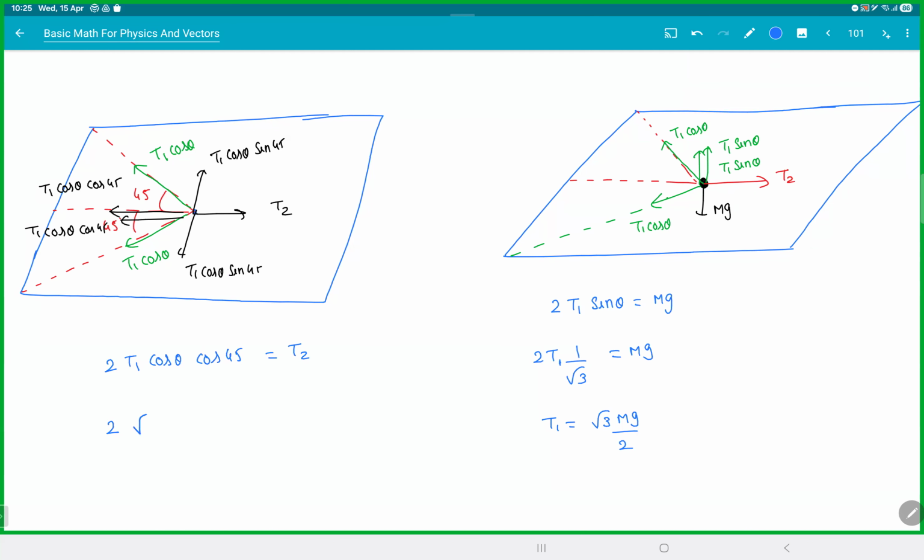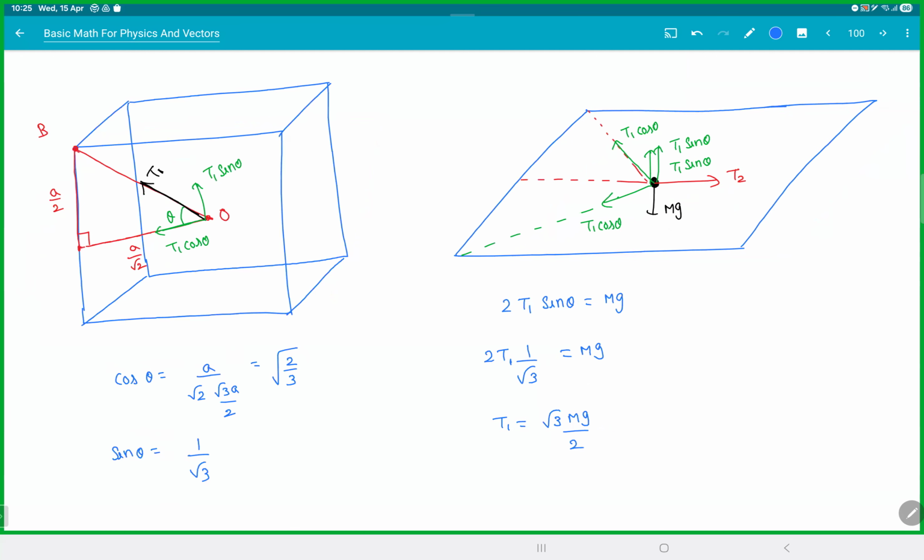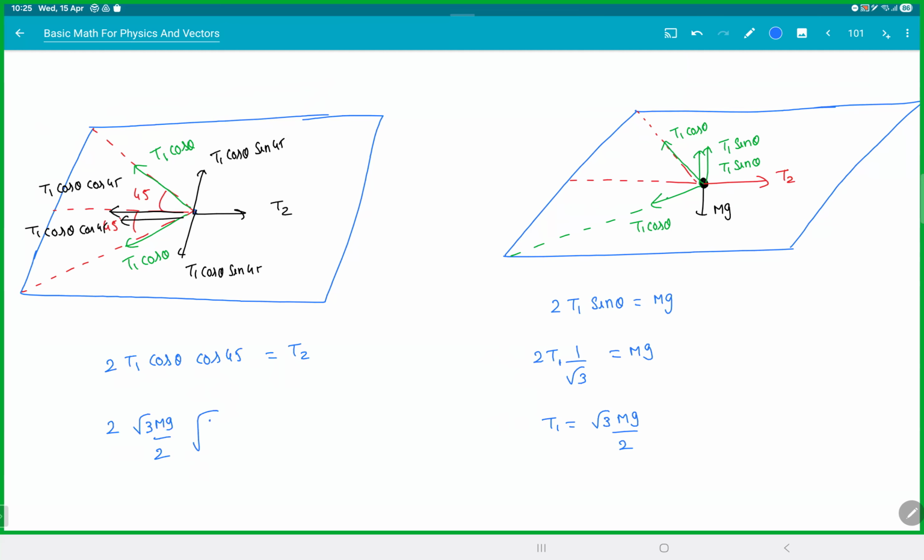T1's value we already know, root 3 mg by 2. Cos theta's value we know from here, root 2 by 3. Cos 45 is 1 by root 2, is equal to T2. Interestingly, 2 will cancel, root 3, root 3, everything goes off. You get T2 is equal to mg.